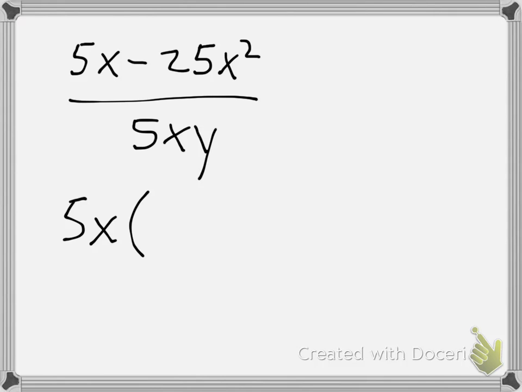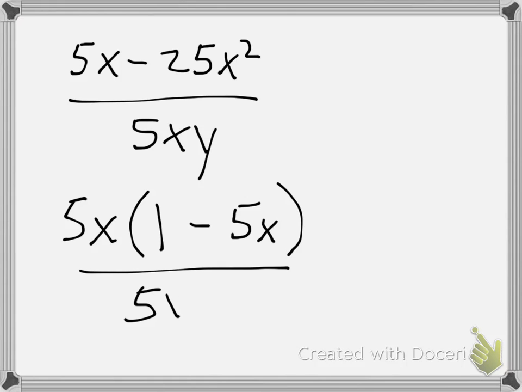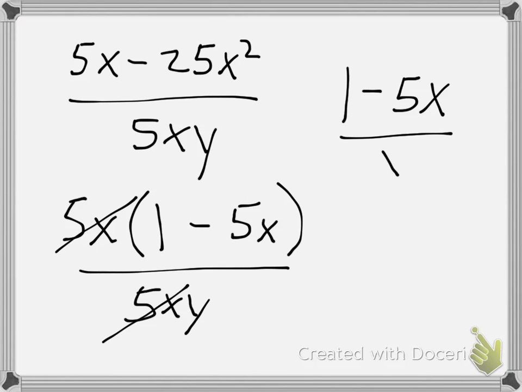So then what times 5x is going to give us 5x? Well, that's 1. We bring down our sign. What times 5x gives us 25x squared? That would be 5, and another x. And then we put that whole thing over 5xy. And from here we can reduce it. We can cancel out the 5x and the 5x, and it would leave us with just the y. So our final answer would be 1 minus 5x over y.